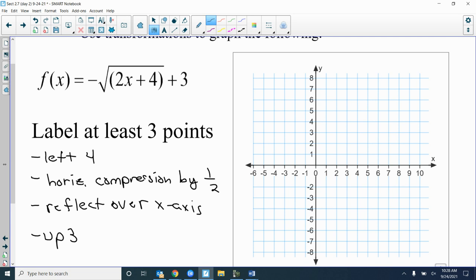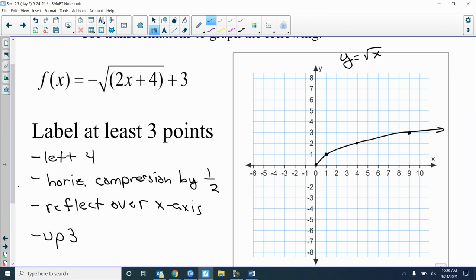So, all right. We got the square root of x. That's our parent function. I'm going to graph that. Y equals square root of x. And it's at 0, 0, 1, 1, 4, 2, and I can fit 9, 3 on here. So I want to graph these 4 points. Okay, so it's going to increase to the right there. All right, start at 0, 0, go left 4, horizontal compression by 1/2.